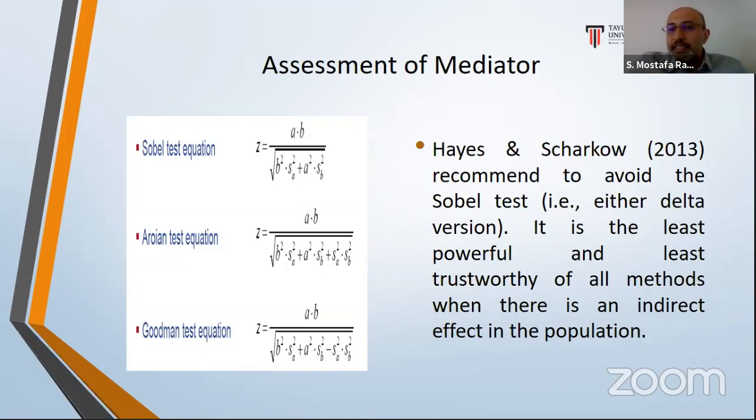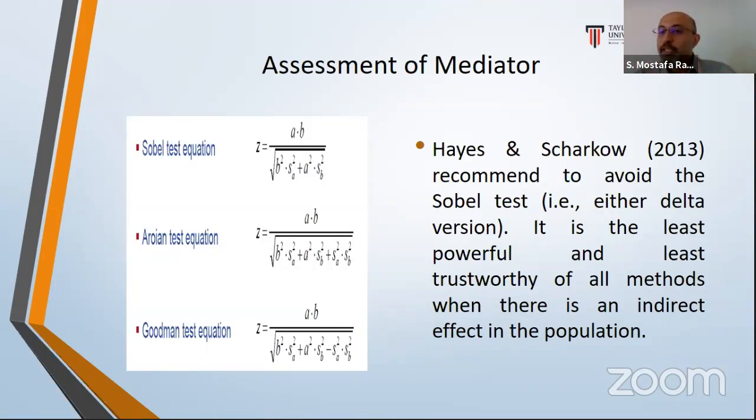I saw some studies that combine, for example, Baron and Kenny and the Sobel test to increase the robustness of the result. So we use two rejected, two unacceptable methods, and we think by using two methods, we can increase robustness of our analysis. But it's not correct.